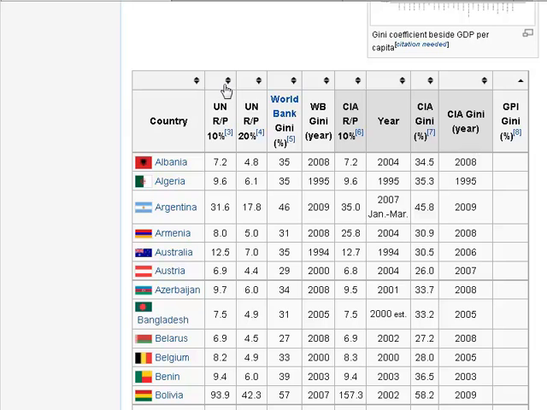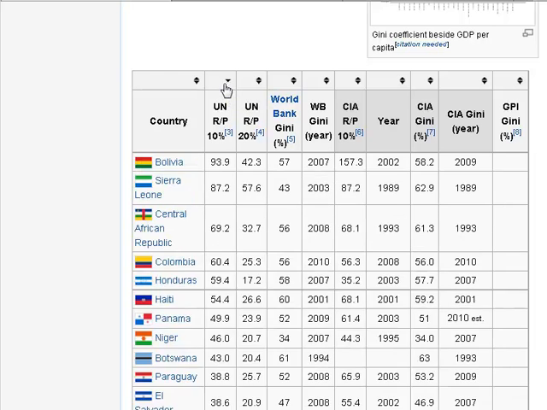I'll look at the top 10% figure. So Bolivia, I don't know what year the data's from, but that's 2002. The top 10% have like 100 times more money than the bottom 10%. That's the most unequal in this data. So at least Ireland is not number 1.